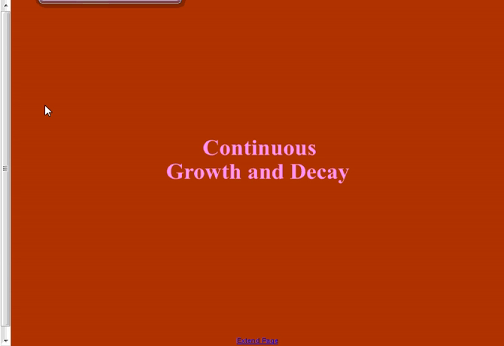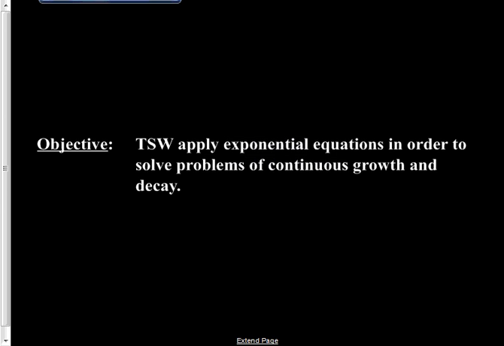Okay, so copy down the title, Continuous Growth and Decay, as well as the objective, which is to apply exponential equations in order to solve problems of continuous growth and decay. As always, press pause anytime you need more time to get something copied down, and then press play when you're ready to move on. Okay, so let's take a look.